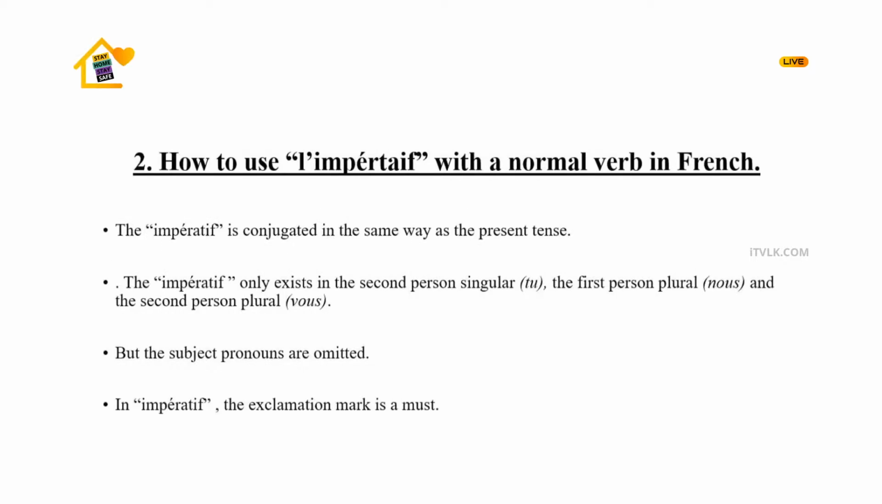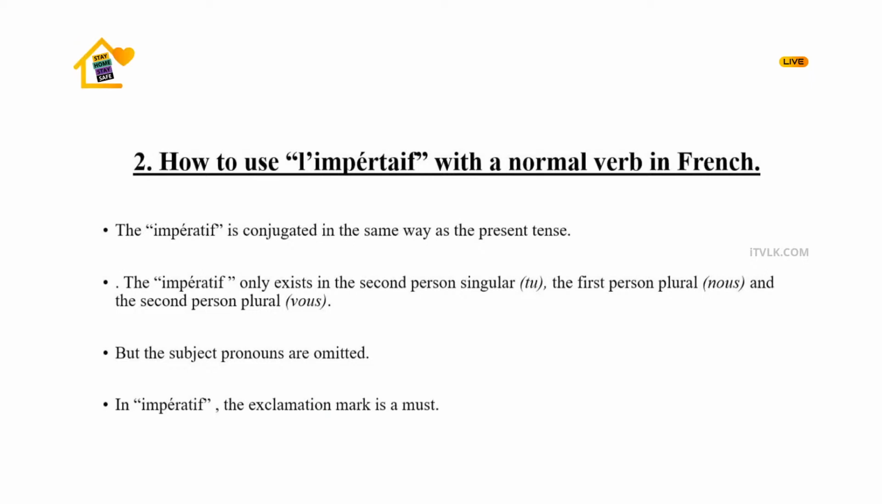So here we come to the second subsection, that is how to use l'imperative with a normal verb in French. Now, as you can see in the screen, there are around 4 rules that are explaining how to use l'imperative in French. L'imperative is conjugated in the same way as the present tense. So that is to say, you need not learn another tense to use l'imperative. The same conjugations that you use with present tense verbs are used in imperative too.